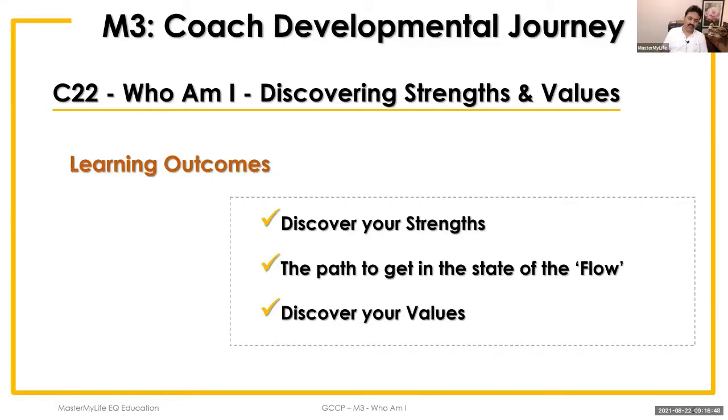Understanding. So what are the learning outcomes? Discovering your strengths. Today you will discover your strengths. Most of you have already taken the strength test. So you will have, say, 5 of your strengths, but they are what has been identified by that psychometric software, based on your responses and based on your choices.